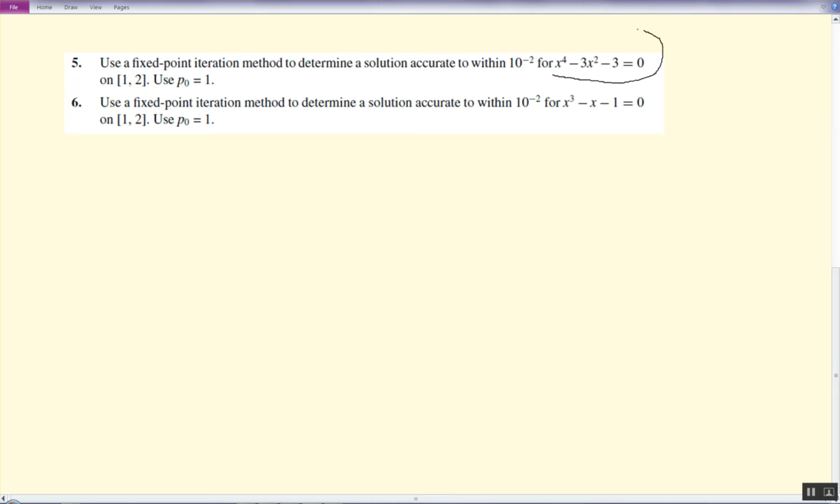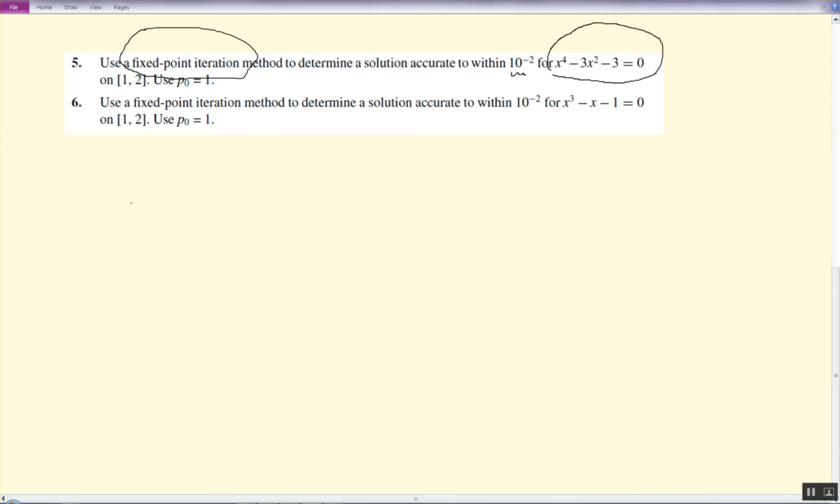This is the equation that we want to solve. We want to solve it accurate to 10 to the negative 2, and we need to use the fixed point iteration method. So we need to somehow convert this roots finding problem to a fixed point finding problem.